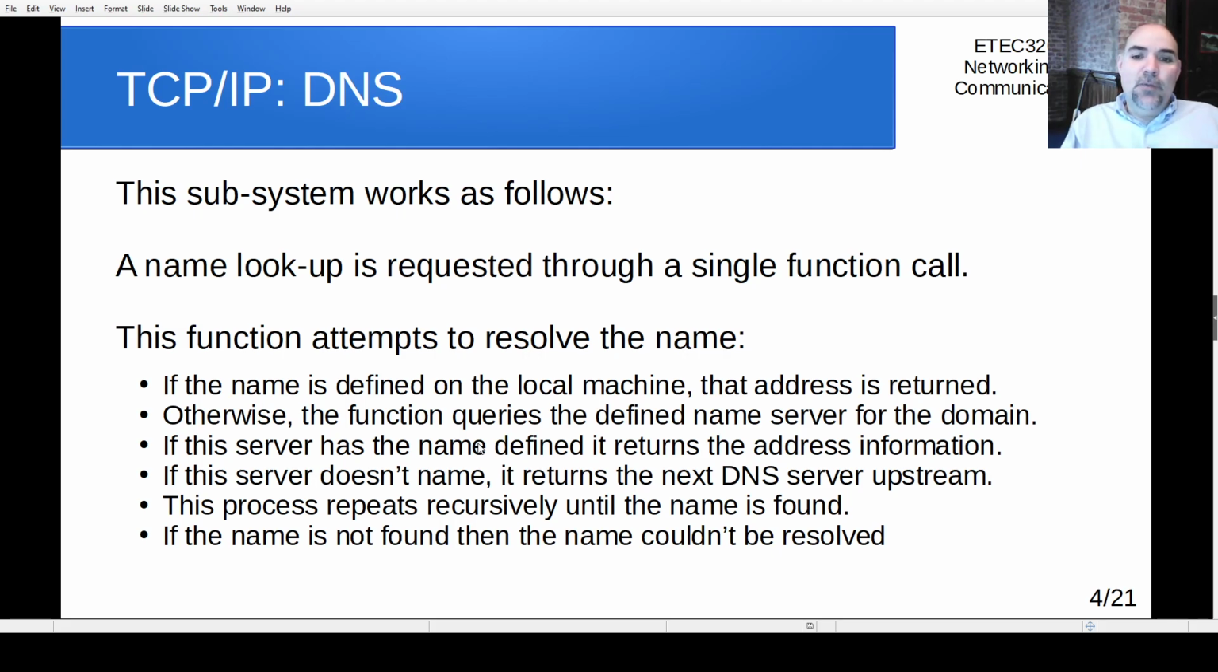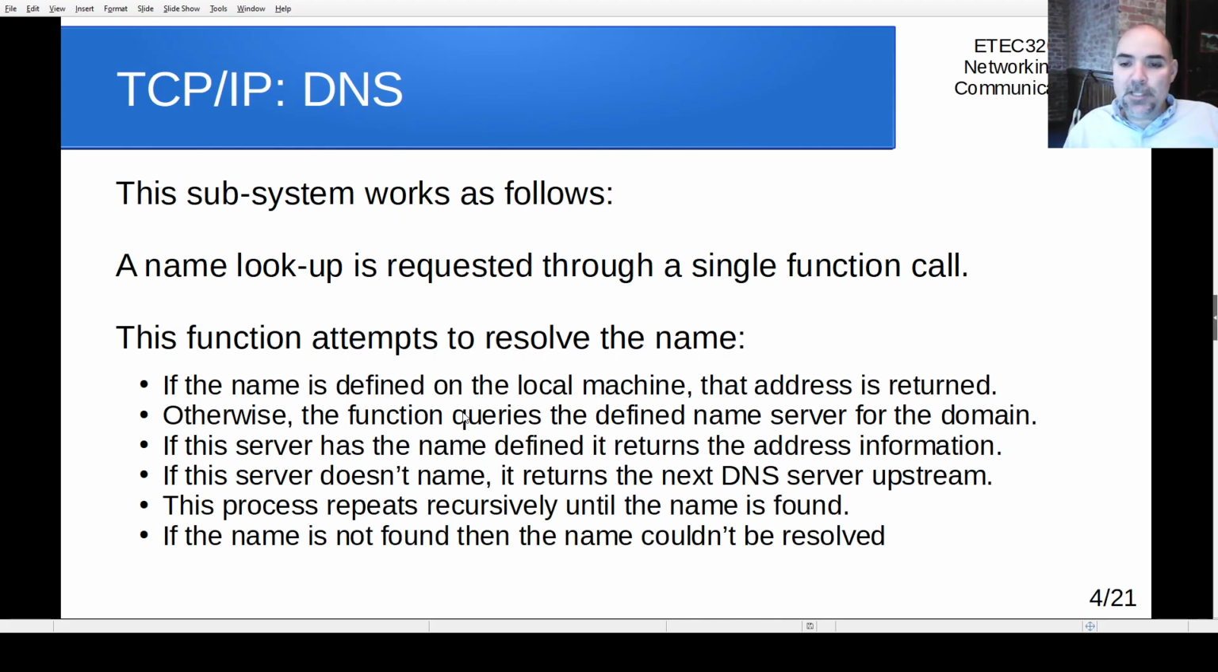When you make that function call, to say what address goes with this name, the function first looks on the local machine. Local machines can have addresses defined so that you put in a name and it resolves as a particular server. That's pretty common, and it used to be common in Unix systems that you could set up your own local network and give the machines names. You can associate addresses with those names, and so it'll look in that local context first.